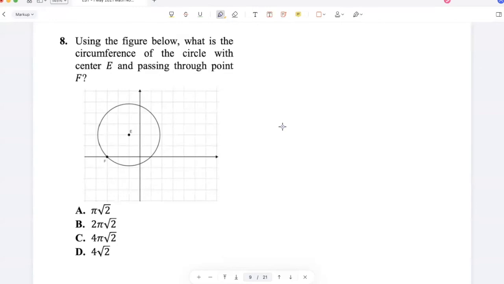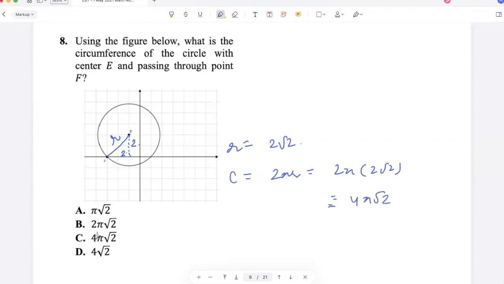Using the figure below, what is the circumference of the circle with center E and passing through point F? Okay, so let's see, how can we find this? This is my radius, right? And this distance is 2 units, and this distance is also 2 units. So R will be 2 root 2, right? By Pythagoras theorem. So circumference is 2 pi R, which is 2 pi into 2 root 2. So that's 4 pi root 2. Option C.